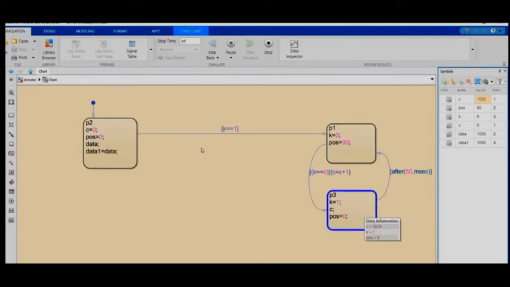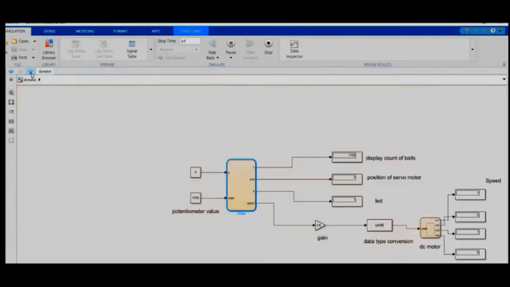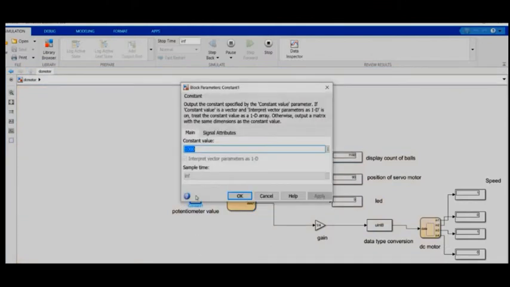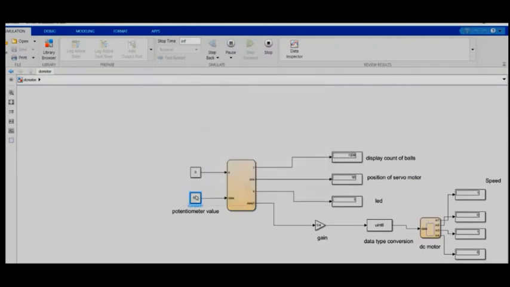Here you can see that. Then now I am going to vary the speed of the potentiometer. I am giving it as value 500. So here the 500 input is given, then 1/4 of it is passed on to the gain and connecting to the data type conversion. So finally connecting it to the DC motor. Here the DC motor speed is varying. Okay, thank you.